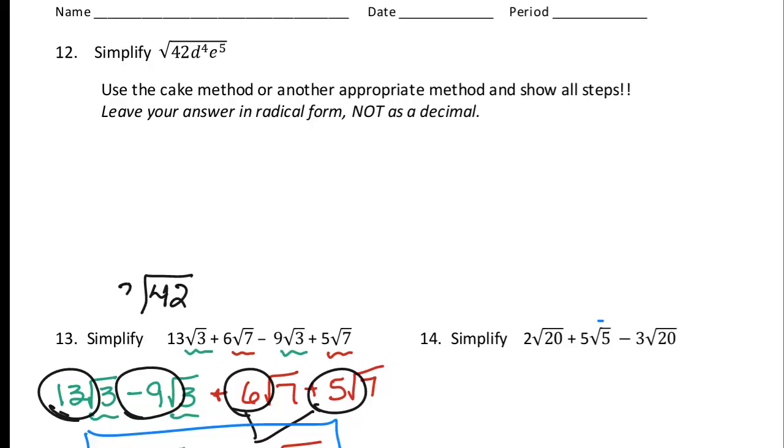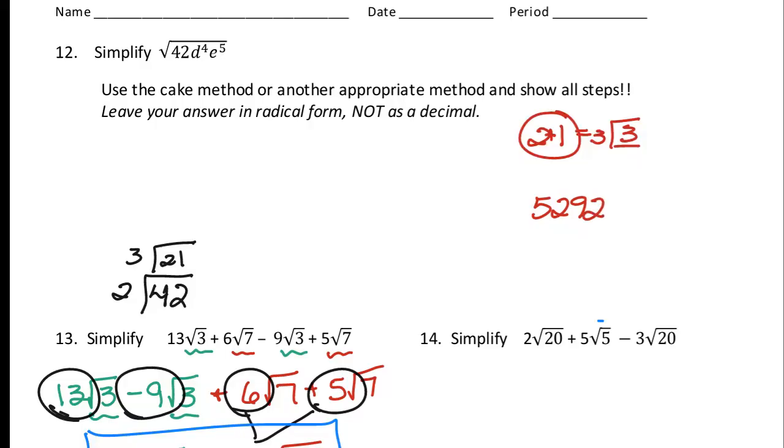42 is even, so I can divide by 2, get 21. 21 is not even. It is divisible by 3. Do you know how to figure out if something is divisible by 3? If you add together the numbers, 21 is 2 plus 1, which is 3. If that number is divisible by 3, that means 21 is divisible by 3. So 5,292: if you add the 5, the 2, the 9, and the 2 together, you get 18. 18 is divisible by 3. That means this number is also divisible by 3.